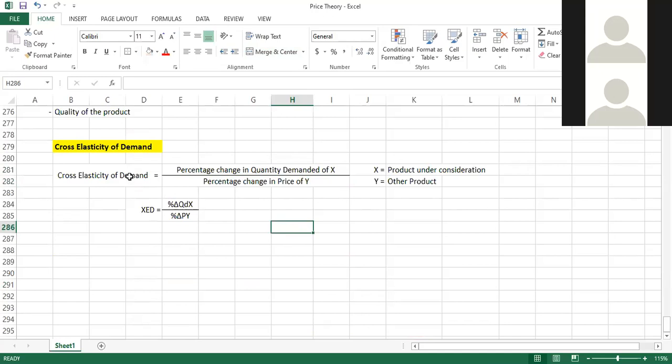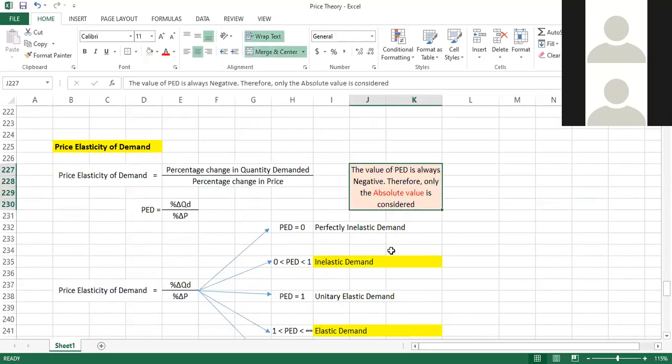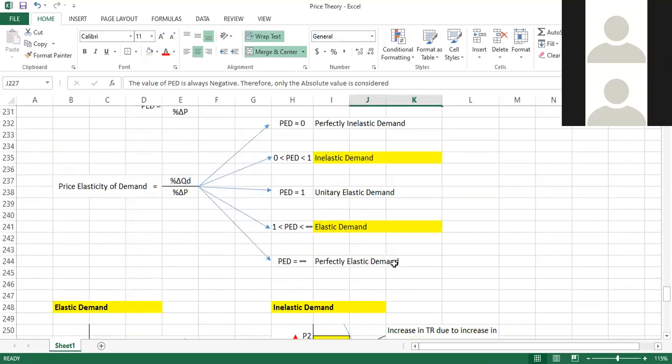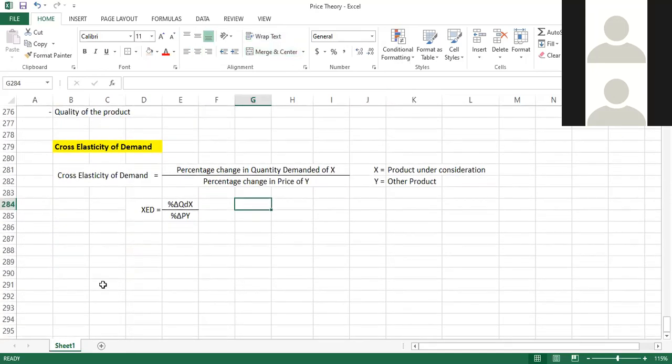And when you calculate the cross elasticity of demand, what will the sign be? Positive or negative? As I mentioned, for price elasticity of demand it is not necessary to consider the sign, because the sign is always negative. But when we consider the cross elasticity of demand, what will the sign be? Positive? It's always positive, because it has a positive relationship.